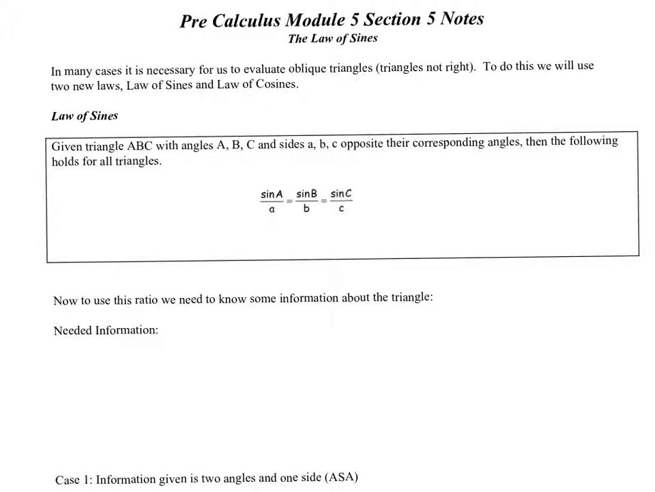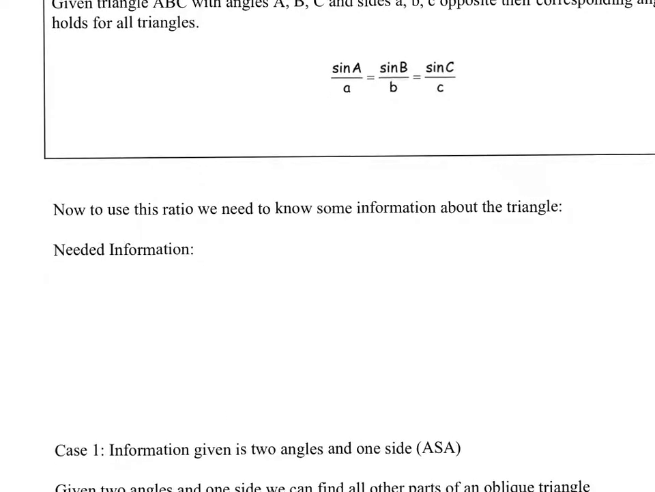If you're given a triangle and the necessary information, you can use the law of sines to solve for missing sides and angles. But you can't use it all of the time. There are certain cases where it works. So, needed information in order to solve a triangle using the law of sines.